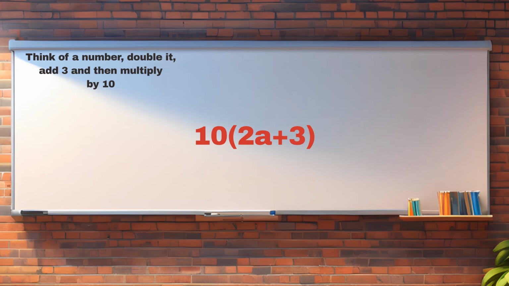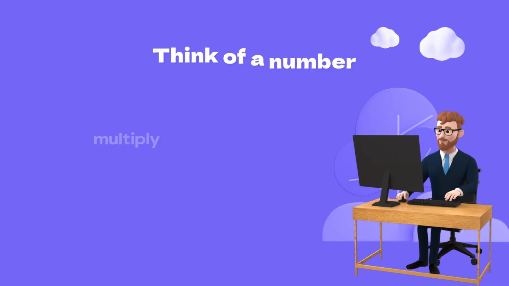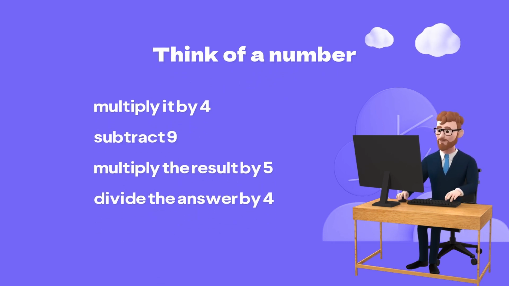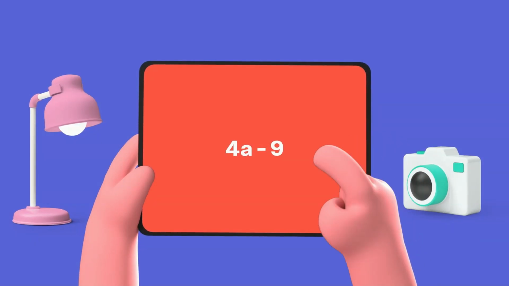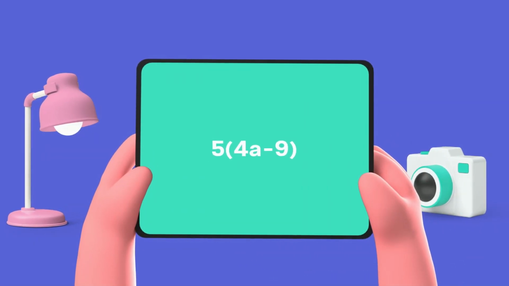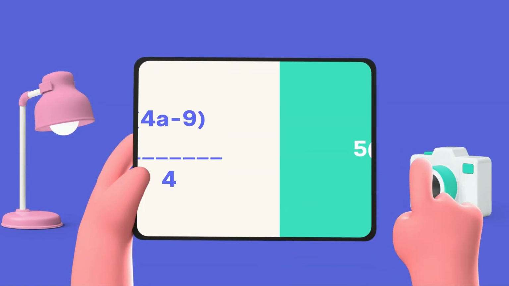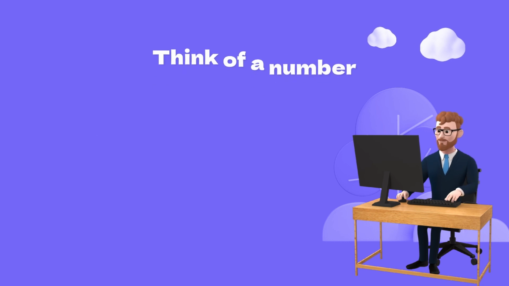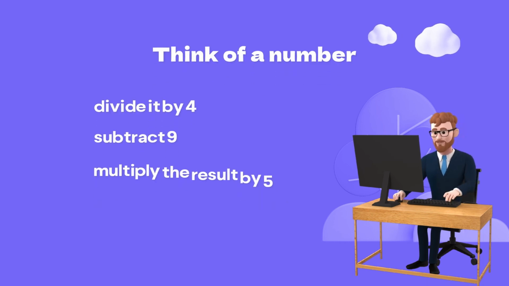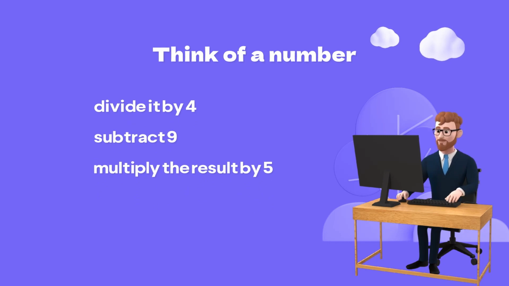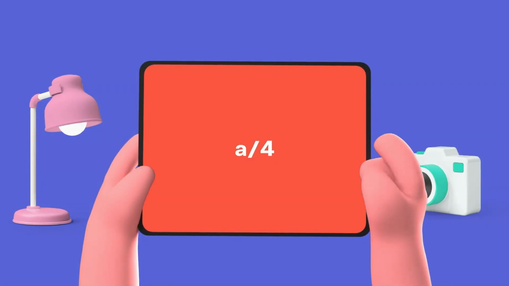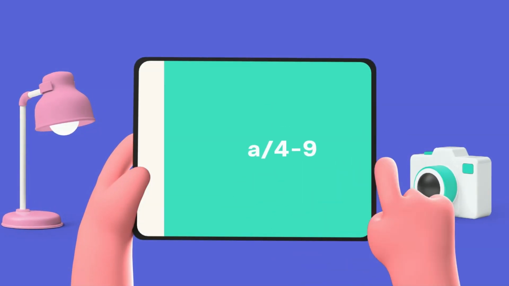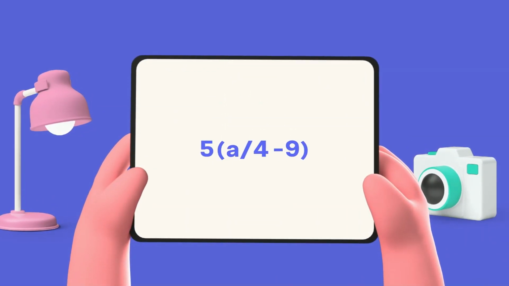Here's one for you, Johan. Multiply a number by 4, subtract 9, multiply the result by 5 and then divide by 4. 4a minus 9, brackets around it and 5 before the brackets. The whole thing is a fraction over 4. Brilliant! A number is divided by 4, then subtracted by 9 and the result multiplied by 5. A over 4 is a fraction and then take away 9. Put that in brackets and 5 before the brackets begin.